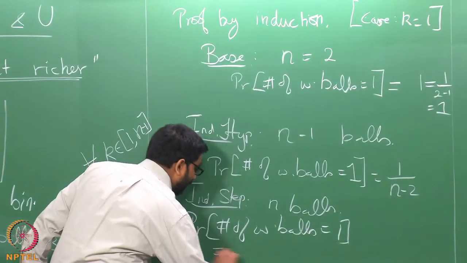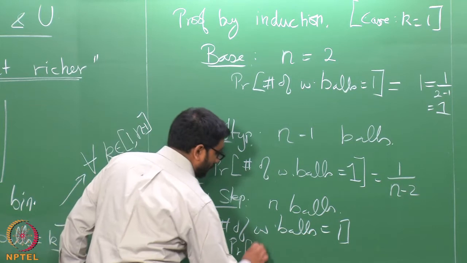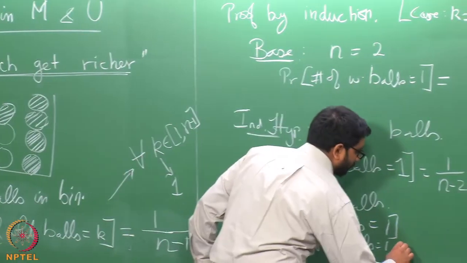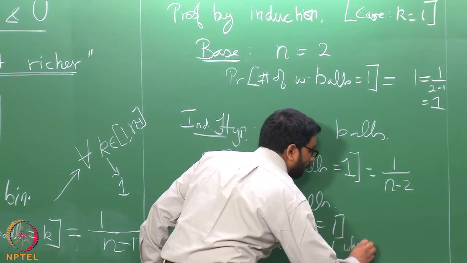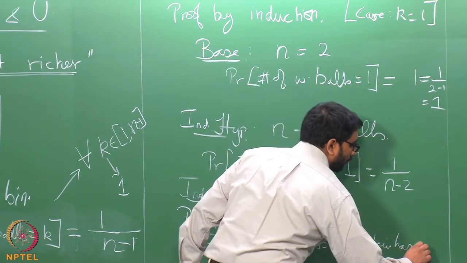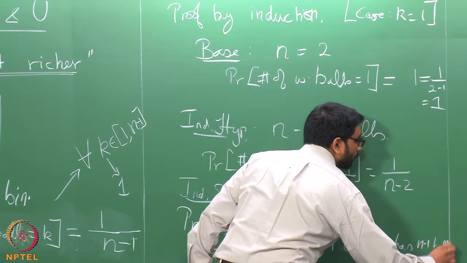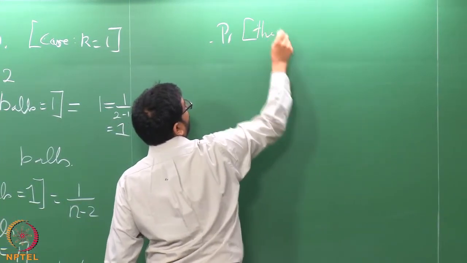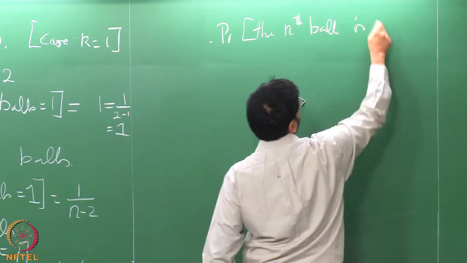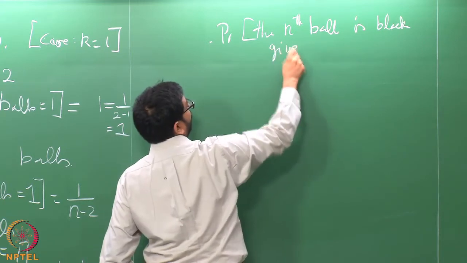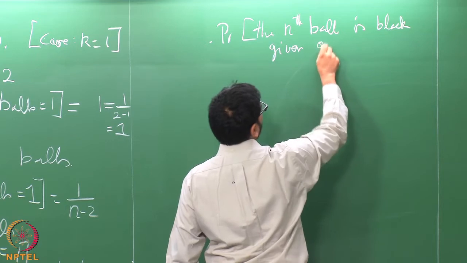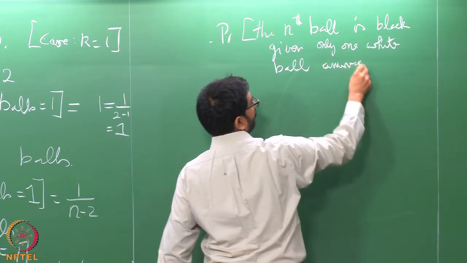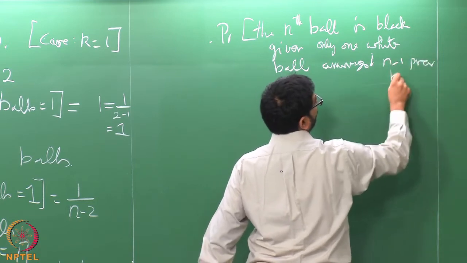So, this probability equals the probability that the number of white balls equal to 1 when the bin has n minus 1 balls, times the probability that the nth ball is black given only one white ball amongst n minus 1 previous balls.